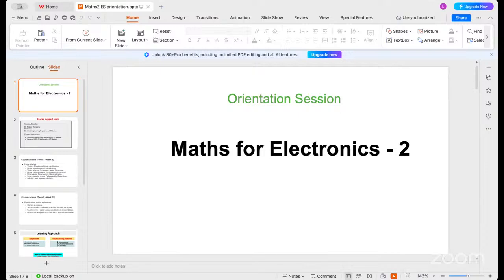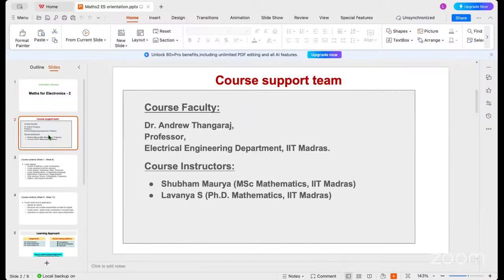So this course is... the course faculty here is Professor Andrew Thangaraj from the Electrical Engineering Department, IIT Madras. And the course instructors are Shubham and myself, Lavanya. We both are the course instructors for this course.